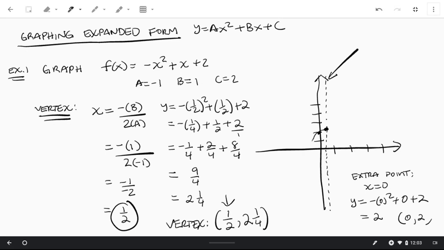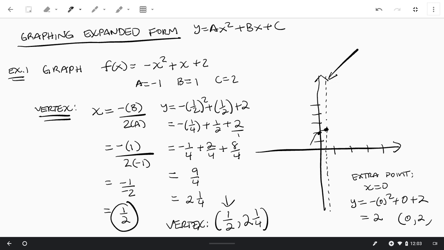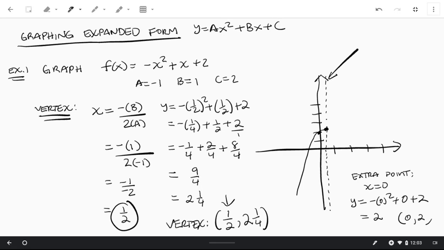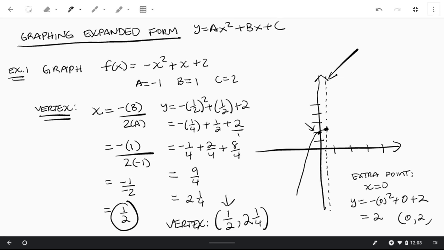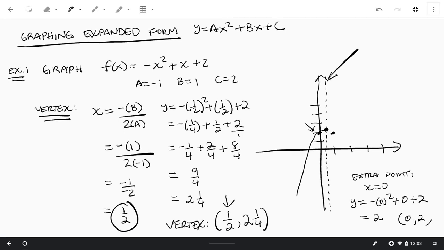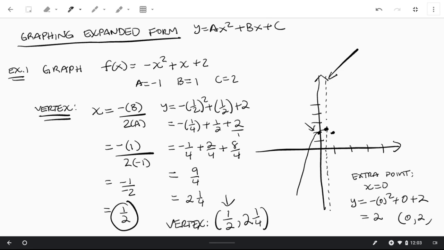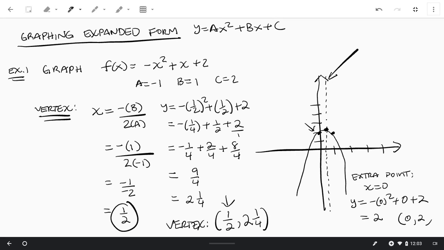So here we only have half of the parabola, and we can get the other half by symmetry. So over here, this point is 1/2 away from the line of symmetry. So the other point will be right here, 1/2 away the other direction. And now you can get the rest of your parabola. Okay. So again, we get that third point by symmetry.